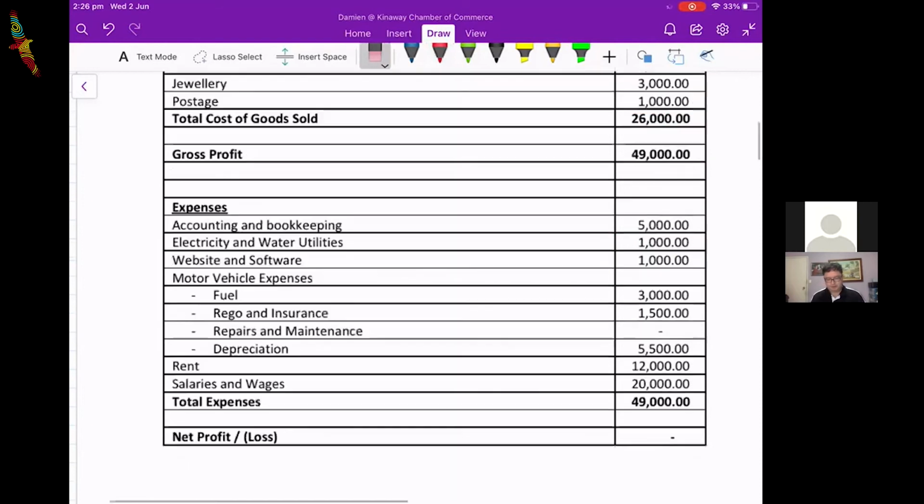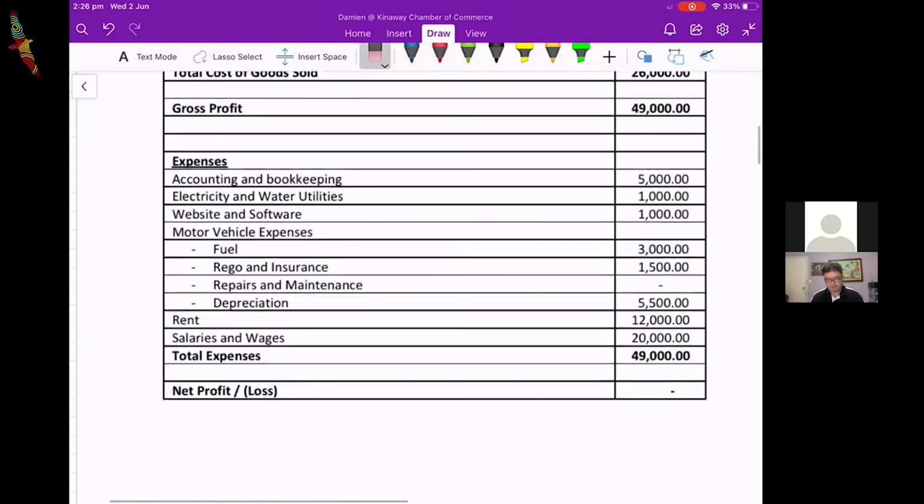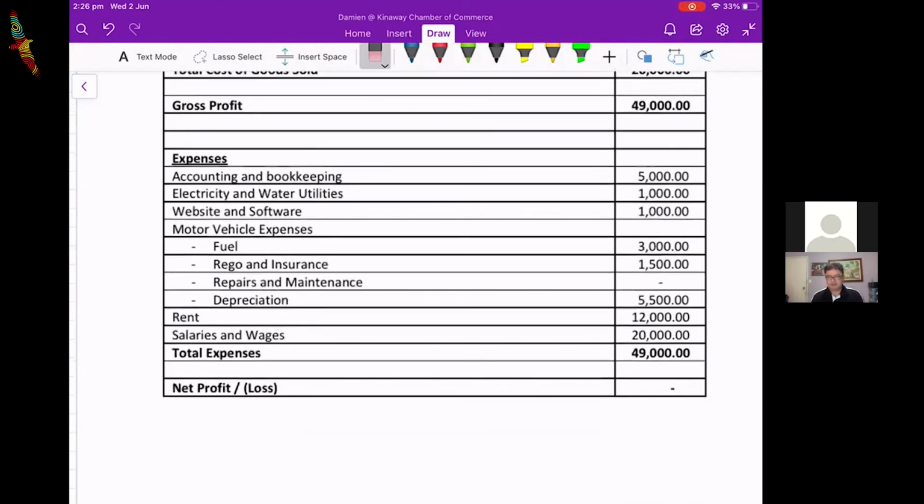Let's continue. Now we move on to expenses. You'll see how all these link into each other and they become important for understanding how to read the financial statements, the profit and loss statement. So we've got gross profit of 49,000. Great. So we know how we arrived at that. Total sales less cost of goods sold gives us our gross profit. Now we move on to expenses.